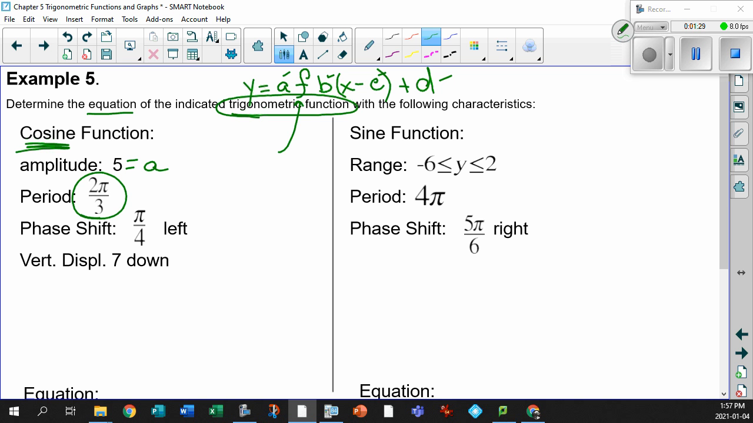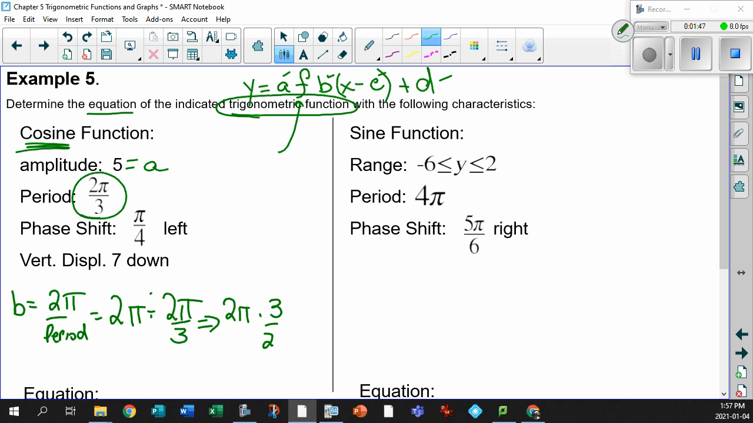Okay, so let's do that here. What is the B value? Remember, it's 2 pi divided by the period. All right? So if you go 2 pi divided by the period, 2 pi divided by 2 pi over 3, or as we did in grade 7 fractions, this becomes 2 pi times 3 over 2 pi, reciprocal and multiply. Look at that. The 2 pi's cancel out to give us a B value of 3.